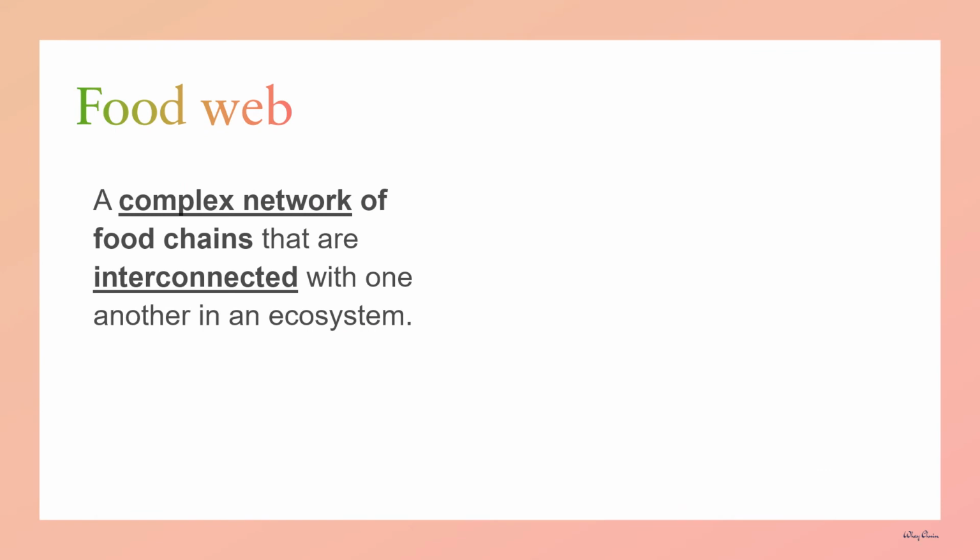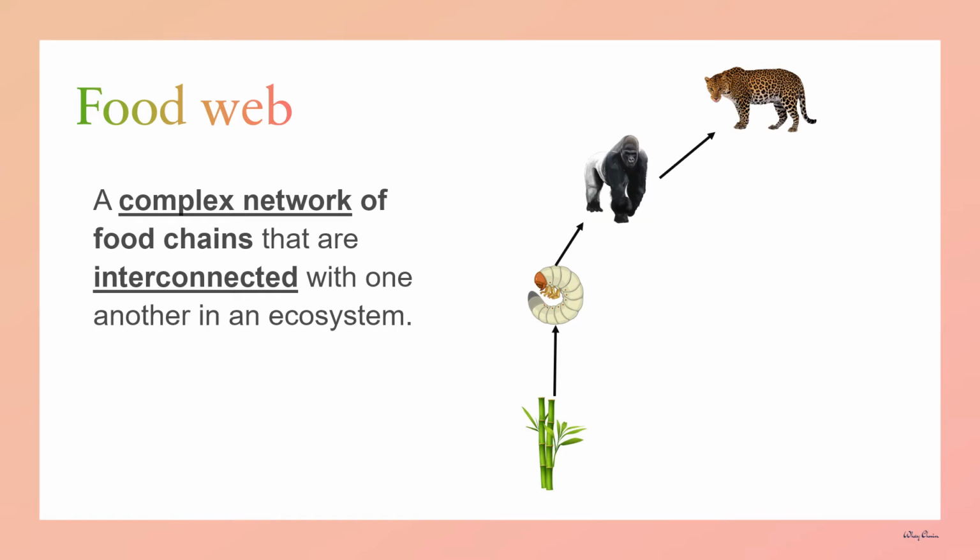Food web is a complex network of food chains. They are interconnected with one another in an ecosystem. It means they show the interconnection between more than one food chain. So let's continue with the previous example.